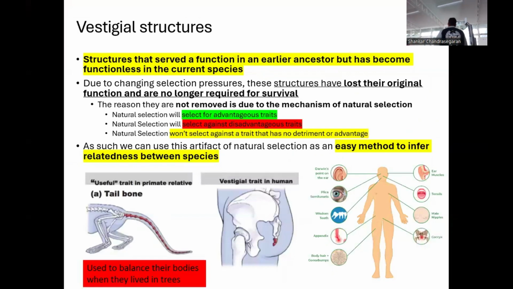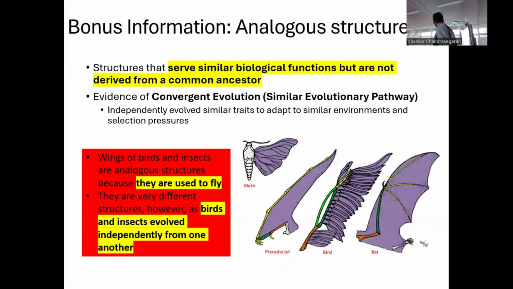So the simplification is that these are structures that had a function in an earlier species, but due to natural selection, we have lost that original function and only have an artifact of it left within ourselves. Basically, almost like an artifact of the previous ancestors within our body that we can use to link back to that previous ancestor. All right. Okay, moving on.